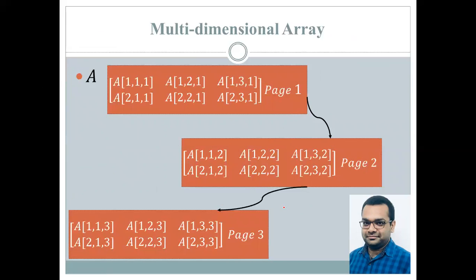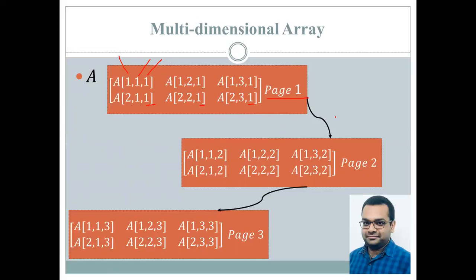Next is the concept of generalized multidimensional arrays, where the third dimension actually denotes the page number. As you can see over here, this denotes the row number, this denotes the column number, and now the third index denotes the page number. So you can see all the elements on page 1 have the third index value as 1.